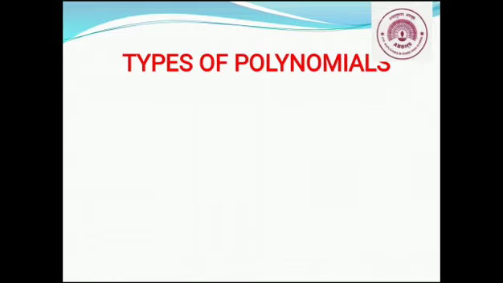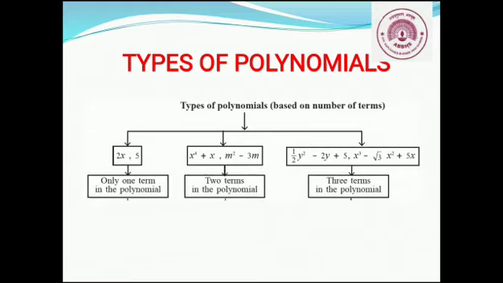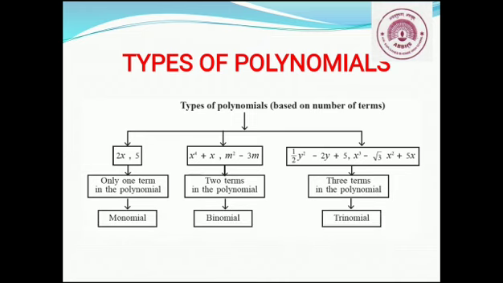Let's see types of polynomial based on terms. Monomial. A polynomial having only one term is called a monomial. Example, 2x, 5. Binomial. A polynomial with two terms is called binomial. Example, x raised to power 4 plus x. Here the two terms are x raised to power 4 and x. m square minus 3m. Here the two terms are m square and 3m.